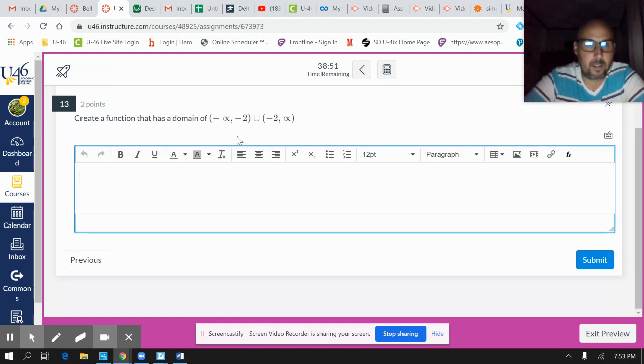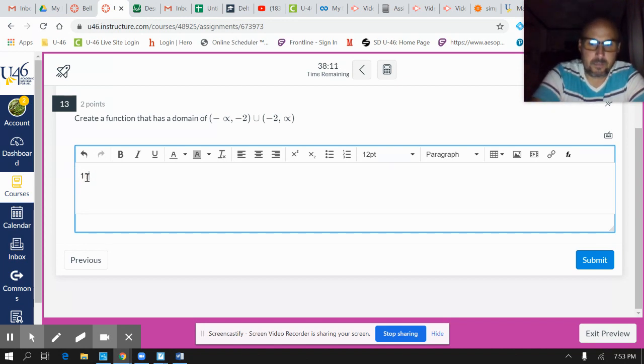This example right here, create a function that has this domain. Now, what is this domain saying? This domain covers all numbers except for -2. Some people were trying to give me a square root. Well, the square root of x plus 2 has a domain from -2 to infinity. This has a much bigger domain. It includes a ton of negatives and tons of positives. In fact, it includes every number except for -2. So a square root function will not work.